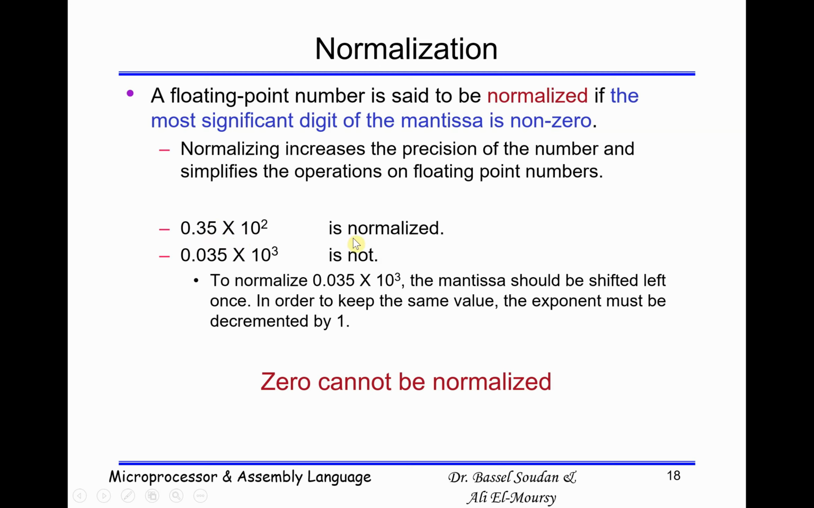So this number is normalized, this number is not normalized. However, we may discuss later in this set of slides a different concept of normalization for the binary, for the IEEE standard, as we will see shortly. But normalization in general is to keep all the digits of the number on one side, usually to the right of the floating point or the decimal point that we have here.